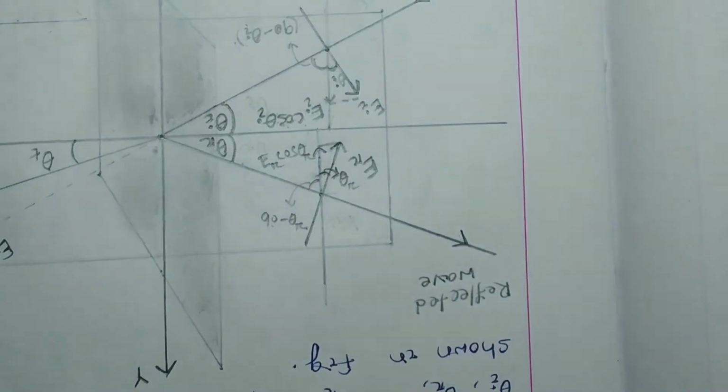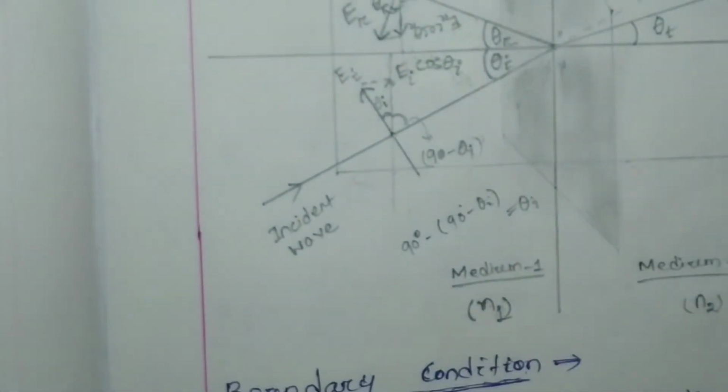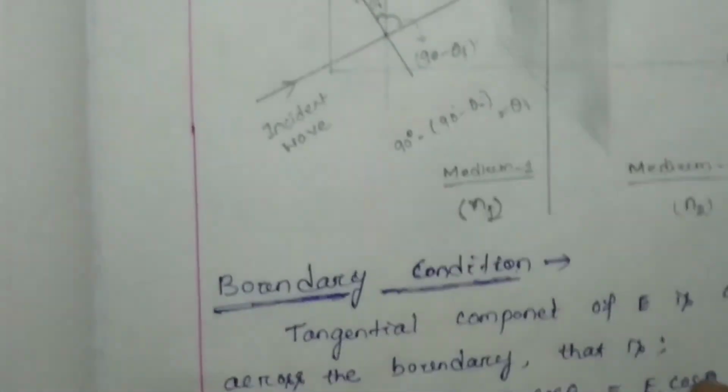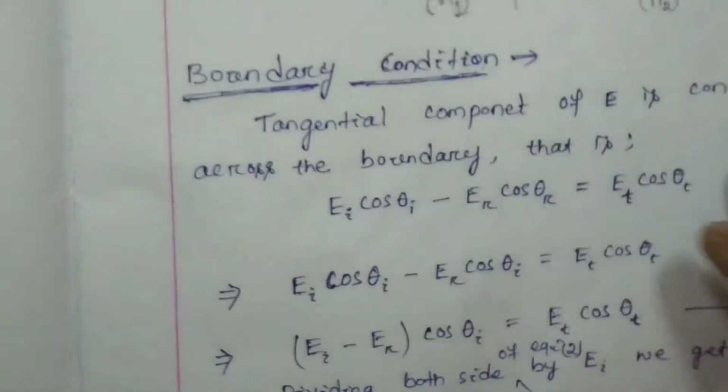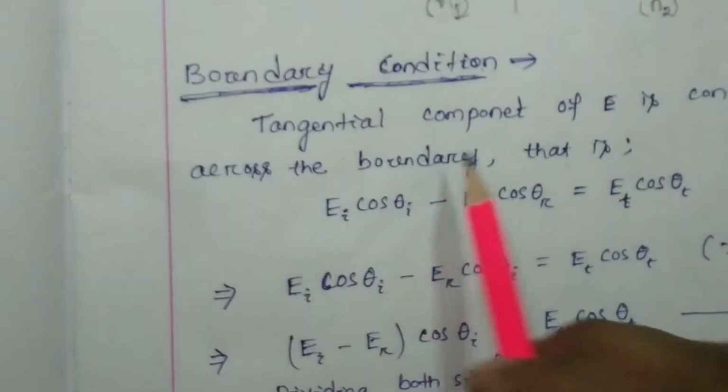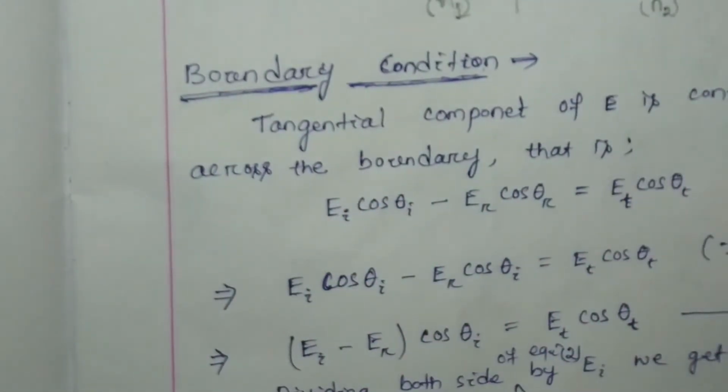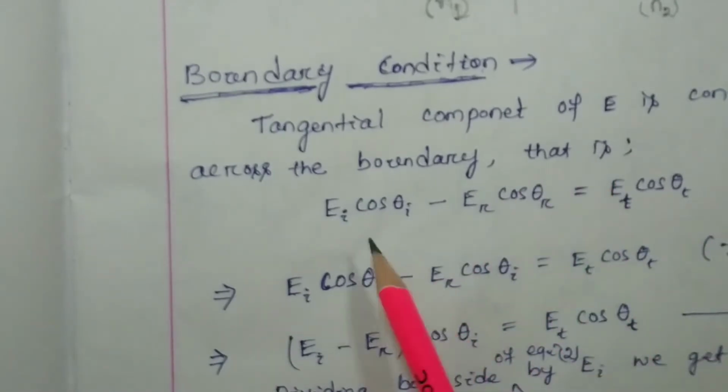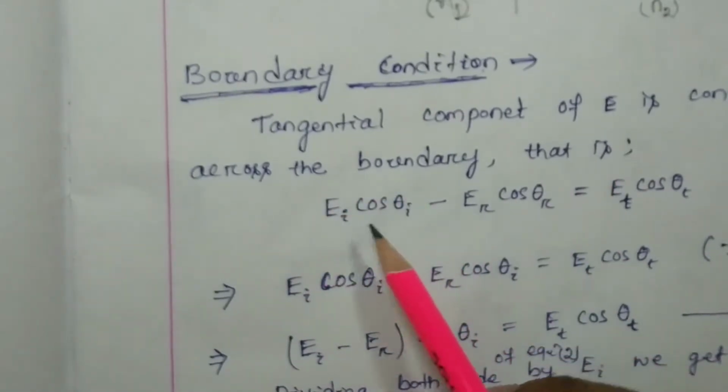So this is all about the figure, whatever I explained. And now we are going to consider the boundary condition. The boundary condition is that the tangential component of E is continuous across the boundary. That is, what is the tangential component of the incident one?